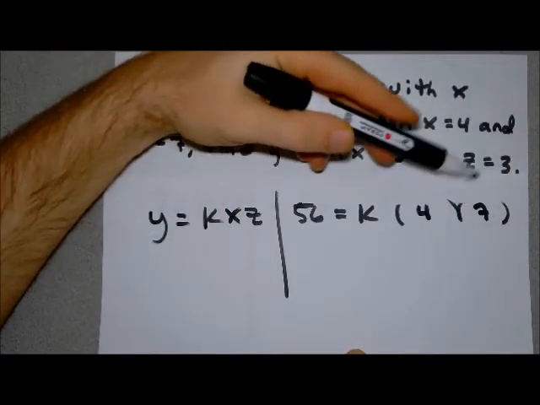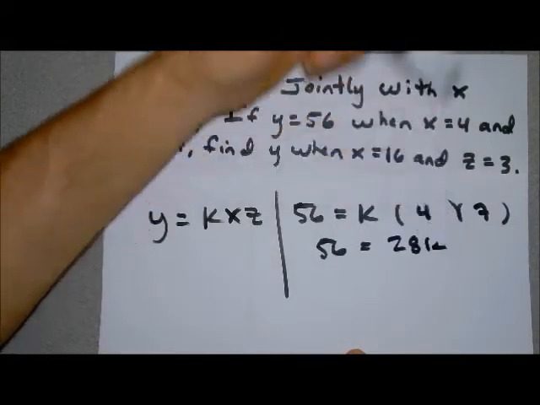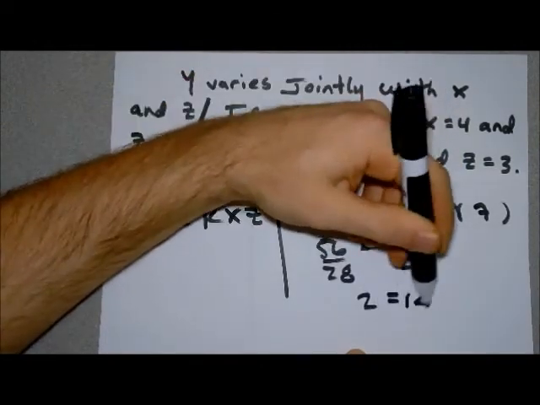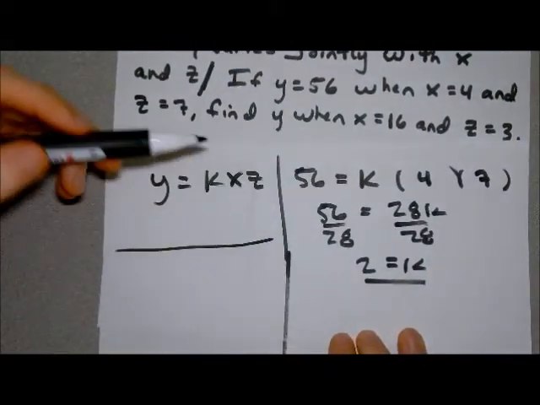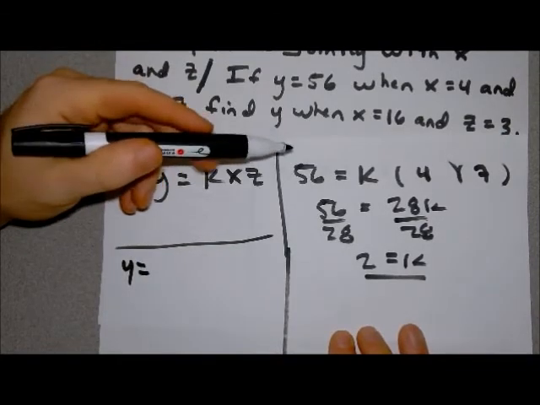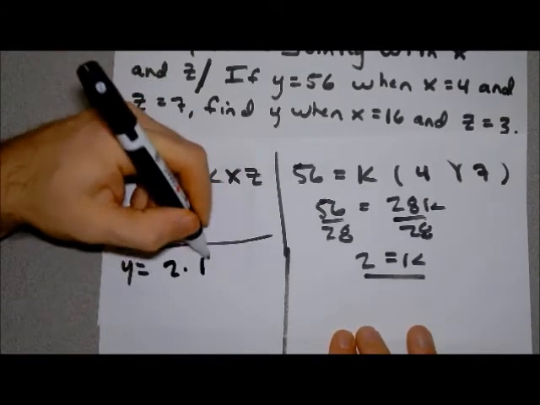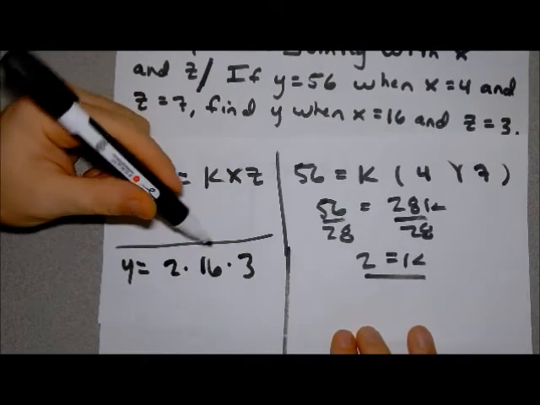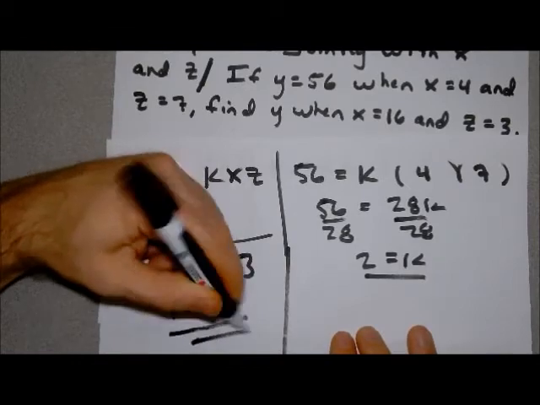4 times 7 is 28. So this is 56 is equal to k times 28, or 28k. Divide both sides by 28. Goes in nicely. Twice. k is equal to 2. That's not our answer, though. That's just what we need along the way. The answer to the question is find y when x is 16 and z is 3. So you keep reading. We know k now. k is 2, x is 16, z is 3. You multiply them together. 2 times 16 is 32. Triple that, and you get y is equal to 96.